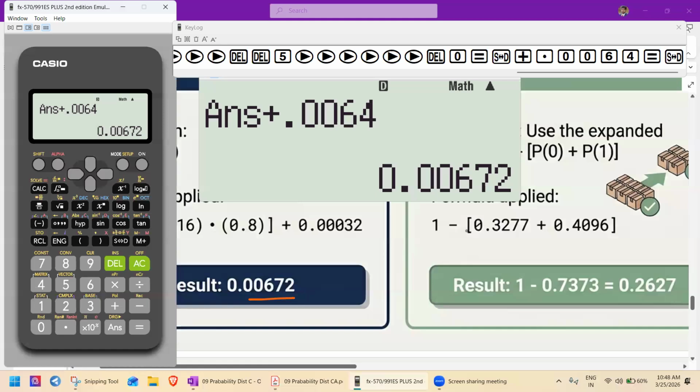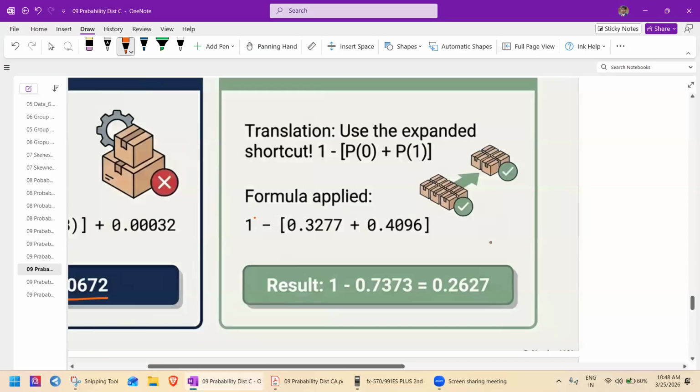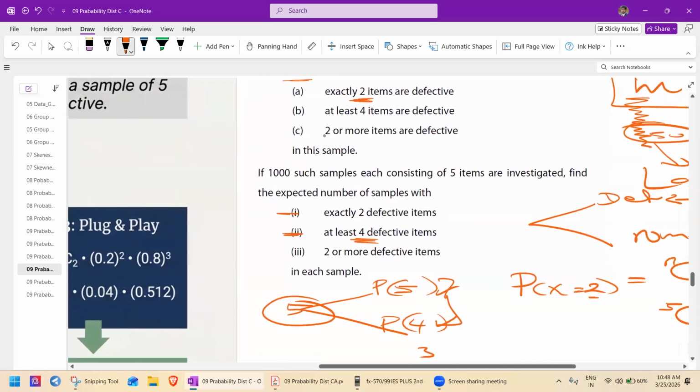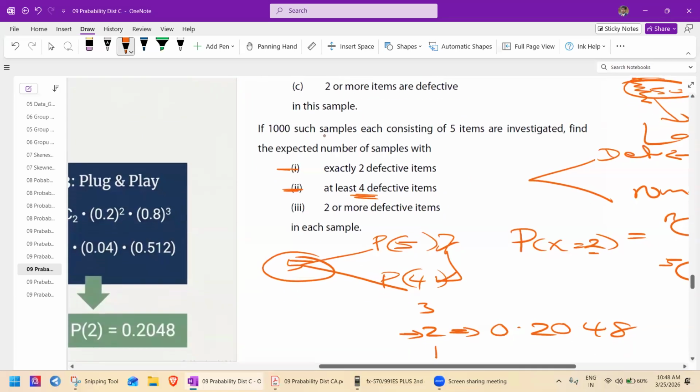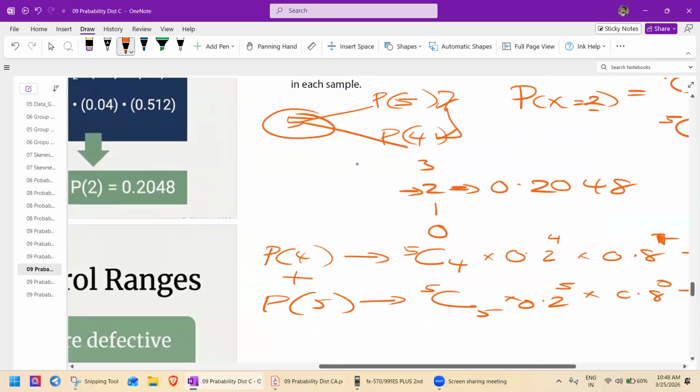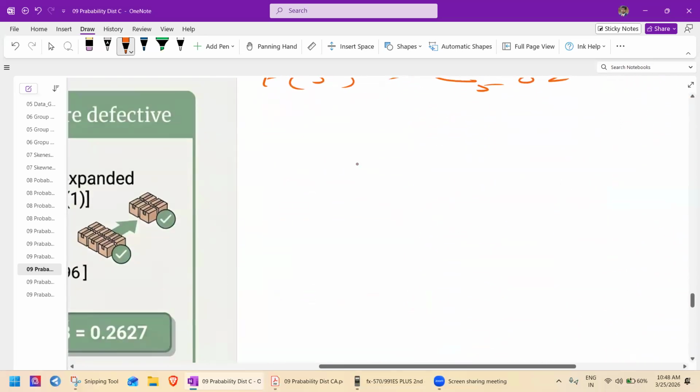And next question. 2 or more defective items. 2 or more defective items. Here, again I repeat, sample of 5. So there are 6 possibilities.